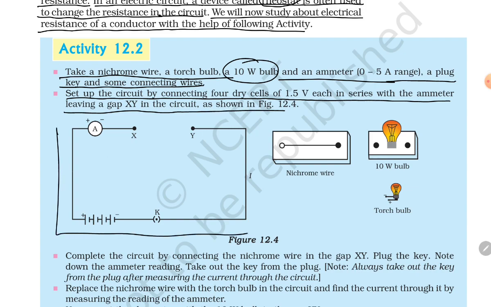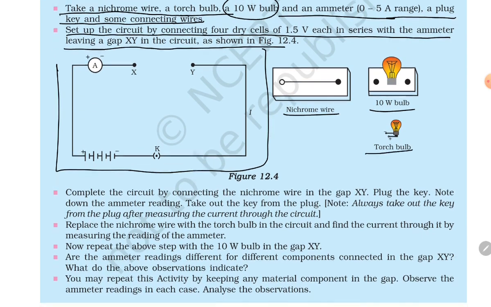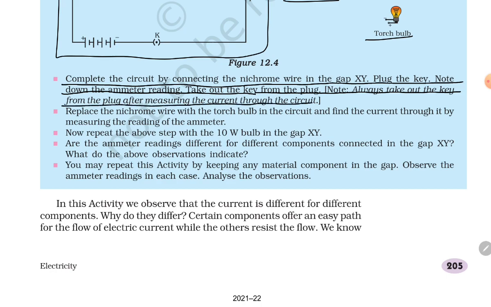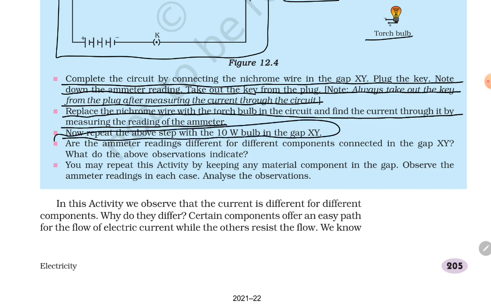So this is how we first put the circuit together: the nichrome wire, the 10-watt bulb and the torch bulb, all of which we have taken. Complete the circuit by connecting the nichrome wire in the gap XY, plug the key, and note down the ammeter reading. Take the key out of the plug. Note, always take the key out of the plug after measuring the current through a circuit. Replace the nichrome wire with the torch bulb in the circuit and find the current through it by noting the ammeter reading. Now repeat the above step with the 10-watt bulb in the gap XY.